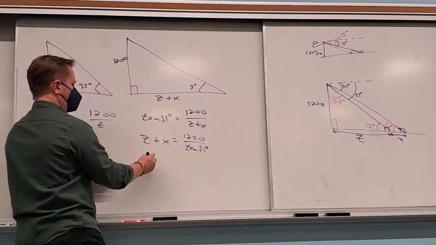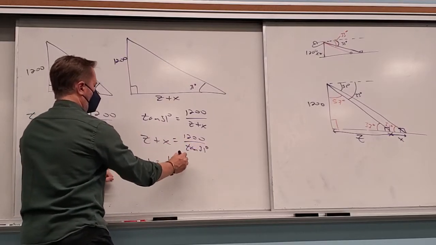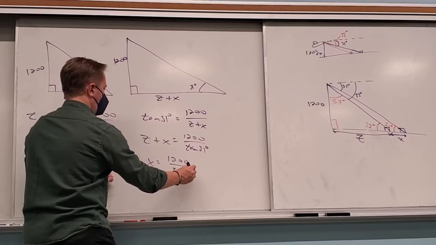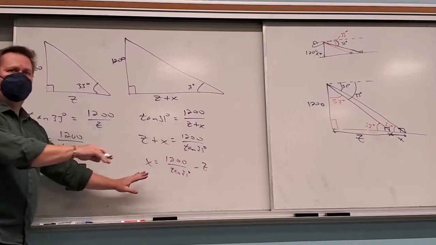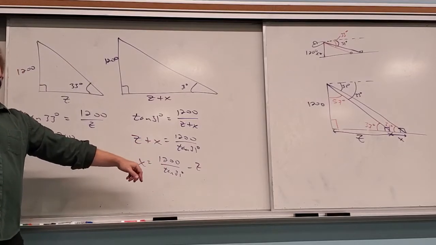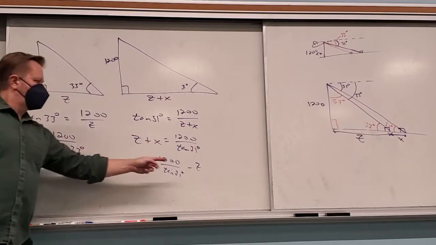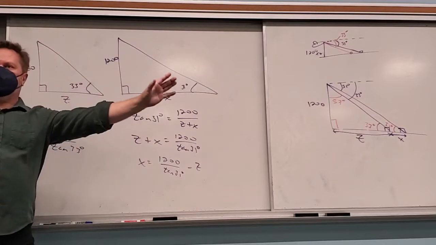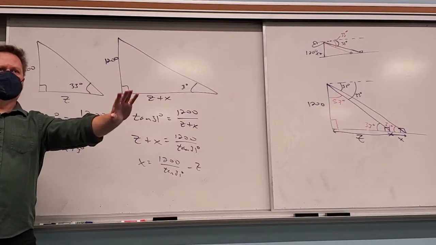So isn't X equal to 1200 over tangent 31 minus Z? Is that cool? You guys see that? Subtract Z. Now I know X. Can you plug this in there and then throw the whole thing in your calculator? Yes.